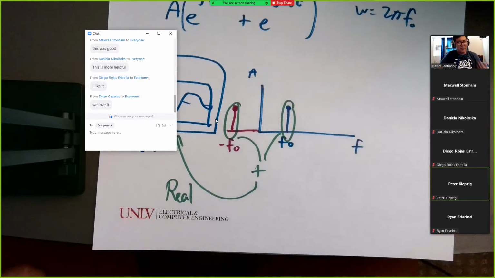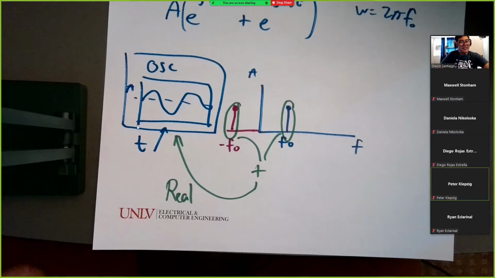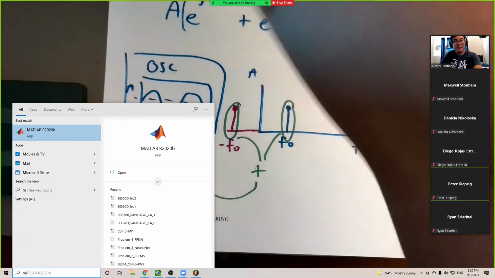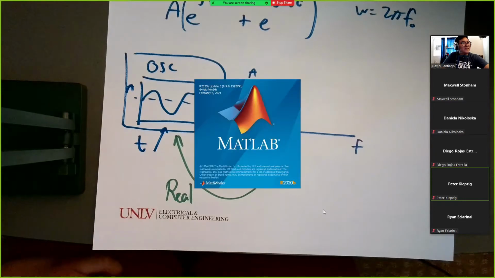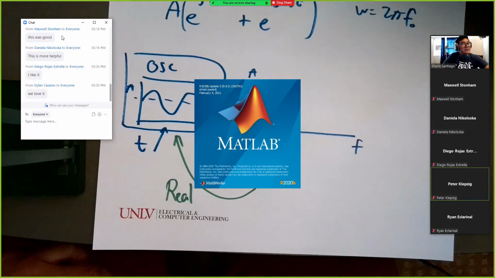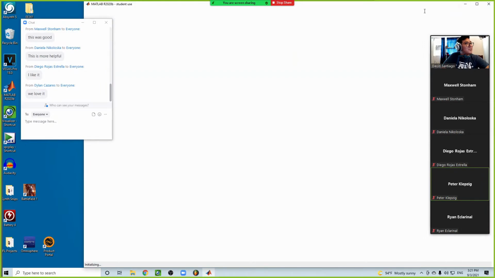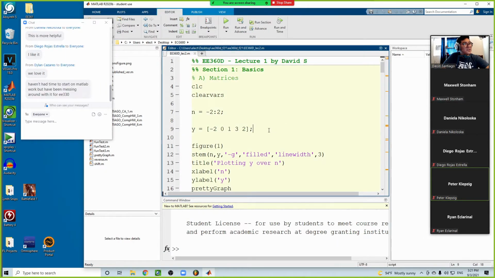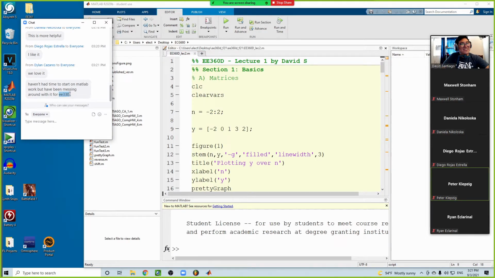Any Matlab? How's everyone doing on the Matlab, by the way? Is Matlab good? Matlab easy? You guys know how to publish, right? Let me type Matlab. Let me pull this puppy out. So you guys know how to publish. Haven't had time to start on Matlab, but been messing around with it for EE330. Yeah, I remember 330. I can show you guys something.